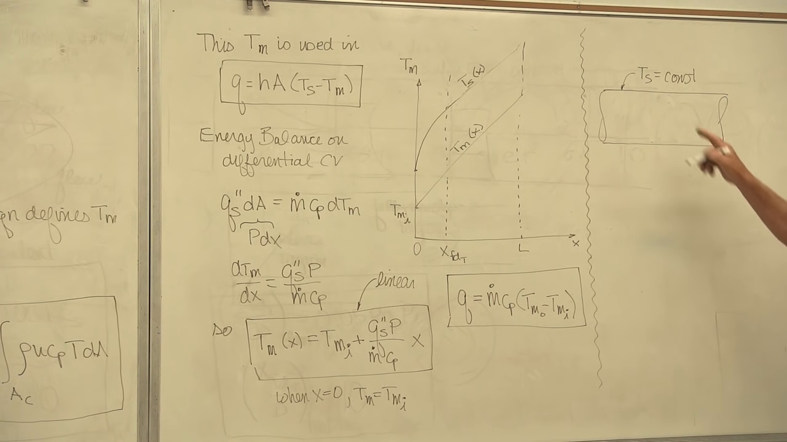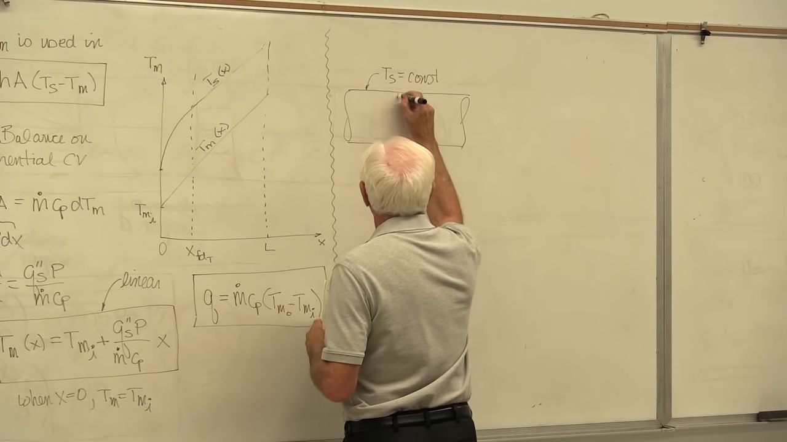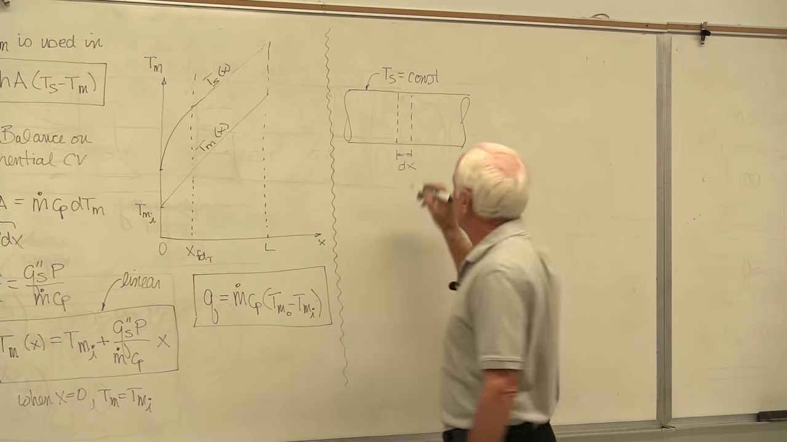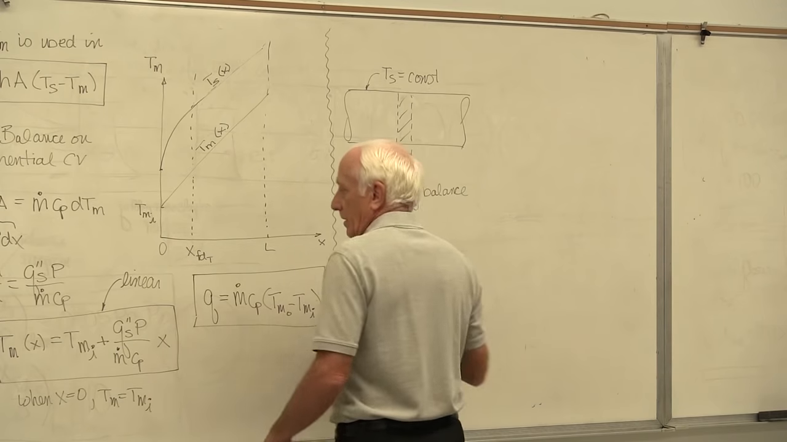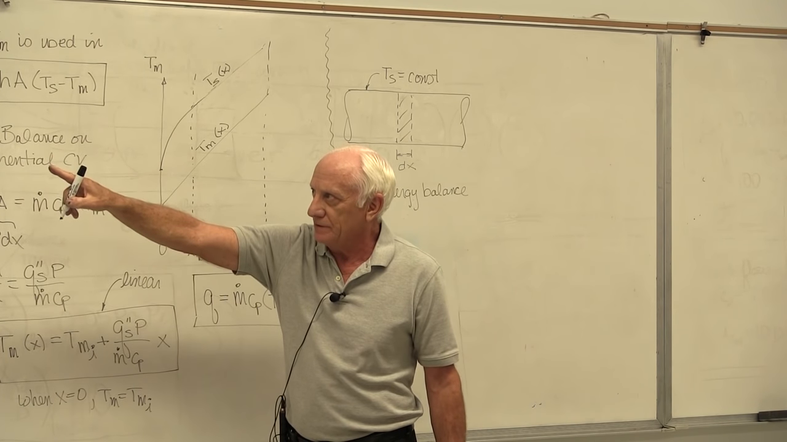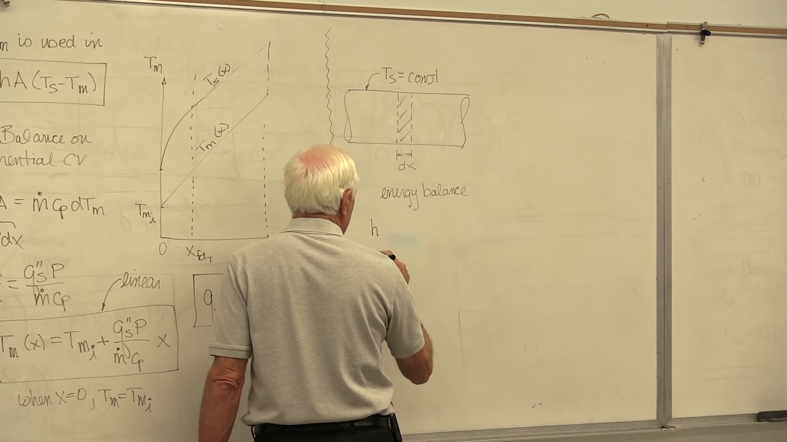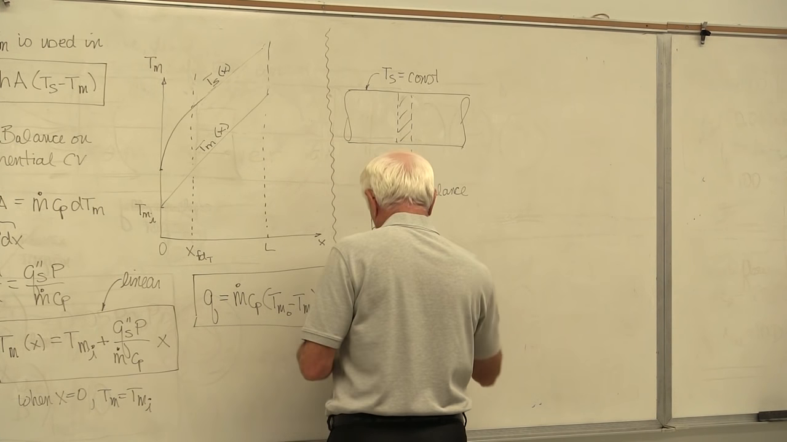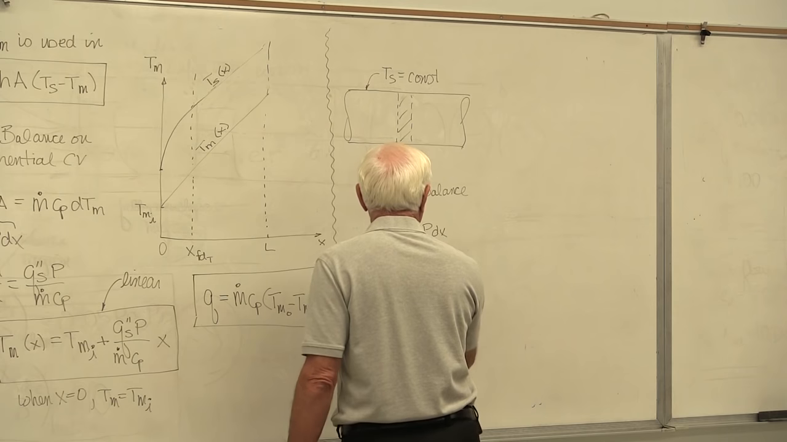Now, second case. TS equal a constant, okay? We can do it somewhat the same way. Here's our little differential fluid element. The distance is dx. We run an energy balance on that little fluid element. What comes into the fluid? It's not a constant surface heat flux. It's now a constant surface temperature. So what comes in is convection, h, times a differential area times TS minus T mean. Differential area is perimeter times dx. This is convection in.